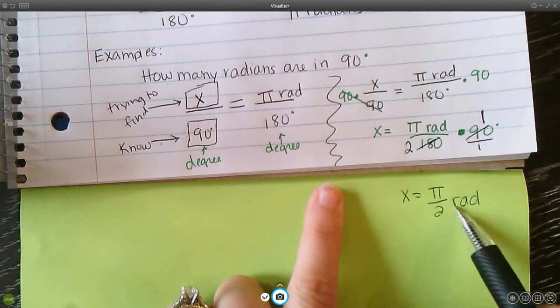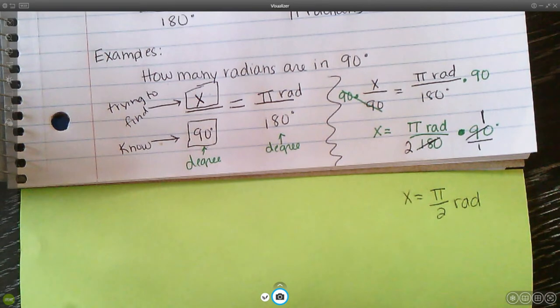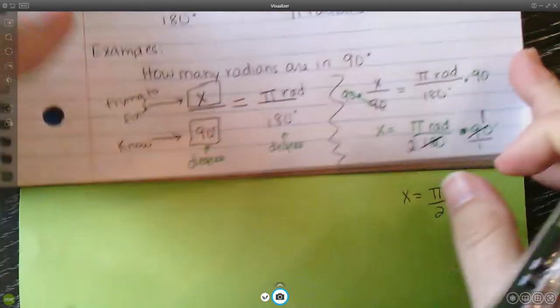So I just put radians out here because usually you just have your label at the very end. So you don't put it within the fraction. Okay, so let's try another one.